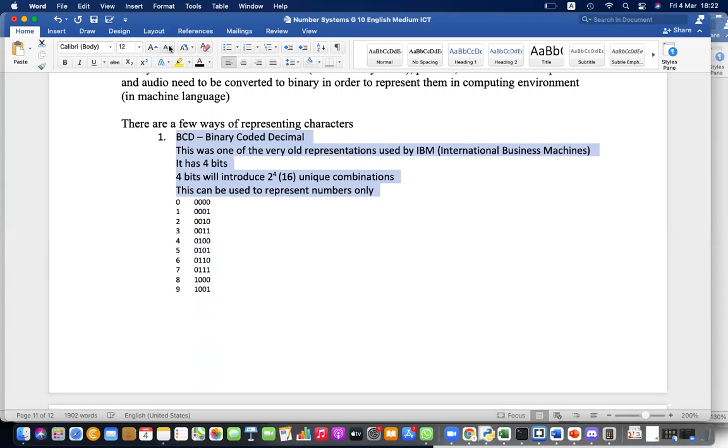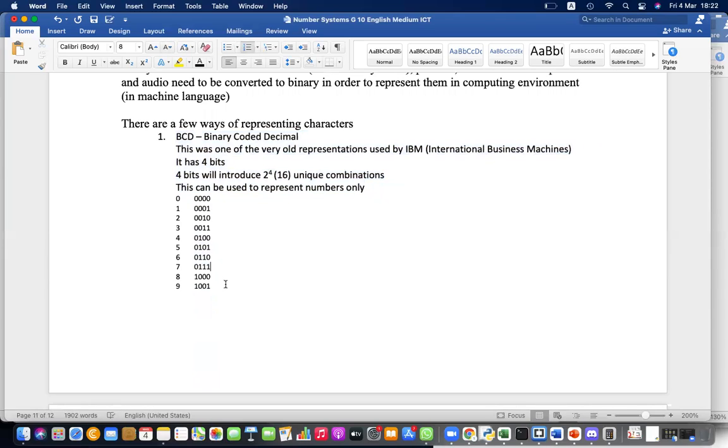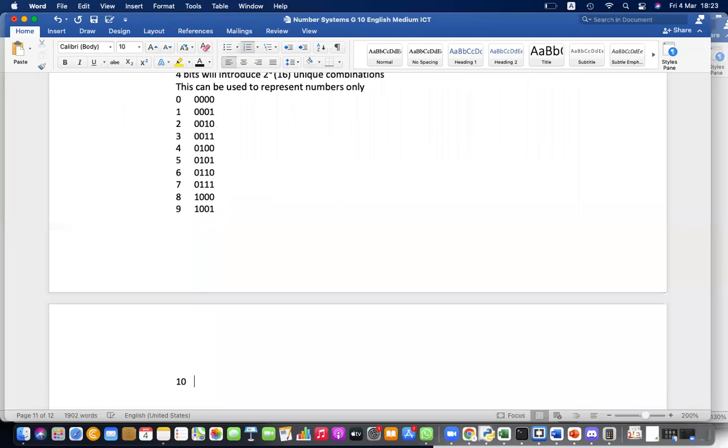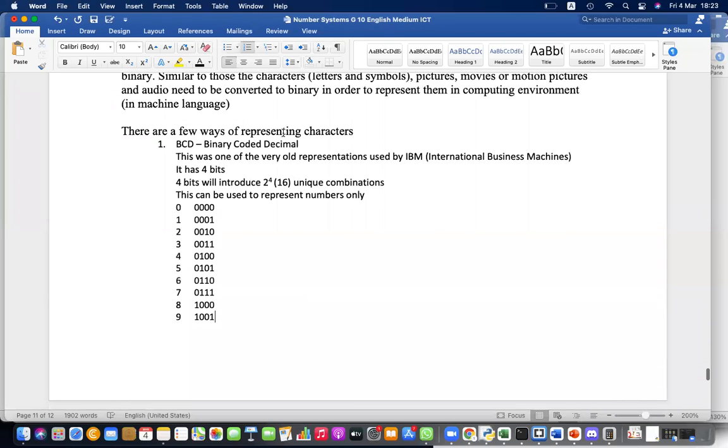So please write down. So this is called representation. I'll show you what to do with this. For an example, okay, not 10. 10 is not there, right? Only up to 9. Write down this, please.